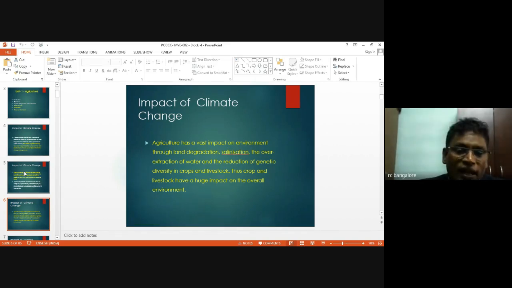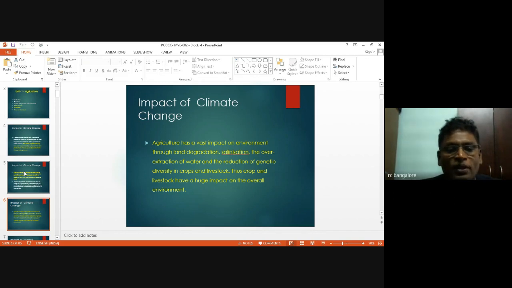Agriculture has a vast impact on the environment through land degradation, salinization, over-extraction of water, and reduction of genetic diversity in crops and livestock. Thus, crops and livestock have a huge impact on the overall environment.